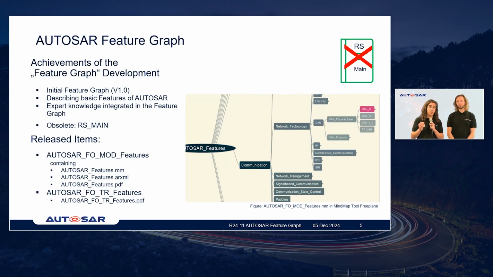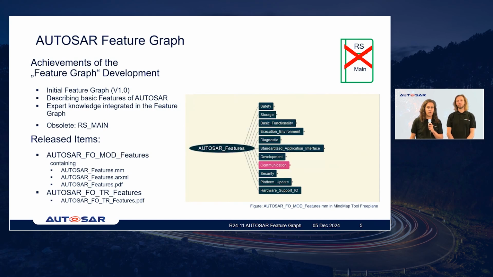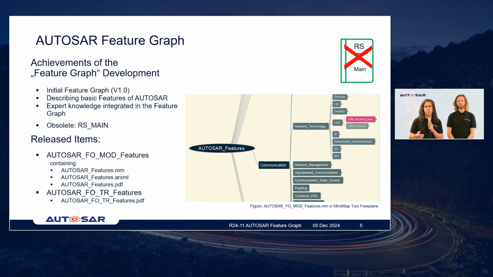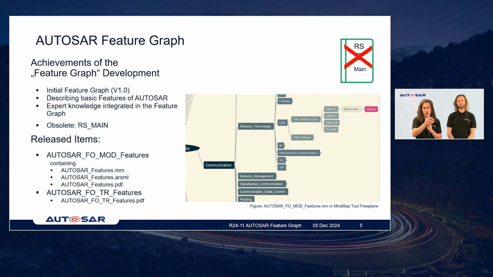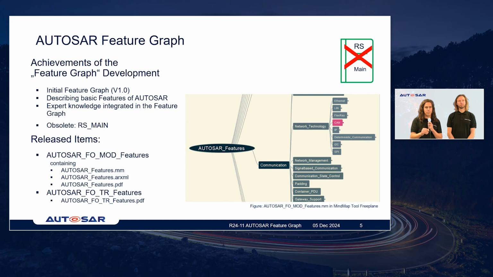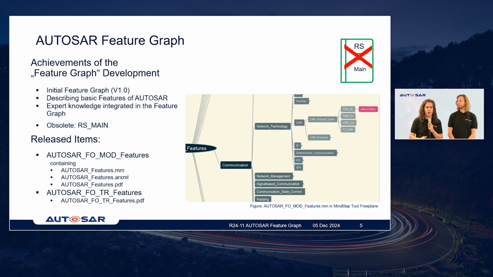Additionally, we also provide you with the AutoSAR features PDF file, which is a graphical representation of the entire feature graph. So it does not come as a mind map, but as a big graphical feature model, and you will see an example, or multiple examples, on the next slides of how that looks.